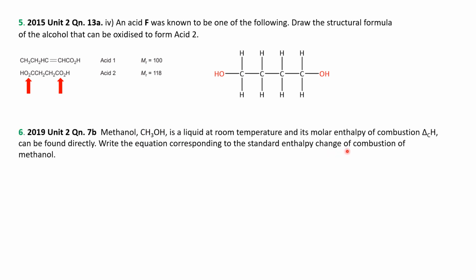Methanol, liquid at room temperature, molar enthalpy of combustion can be found directly, gee whiz. Write the equation corresponding to the standard enthalpy change of combustion of methanol. Well, there's our methanol there. When we combust, we're reacting with oxygen, and the products are the oxides, so carbon dioxide and dihydrogen monoxide, otherwise known as water.